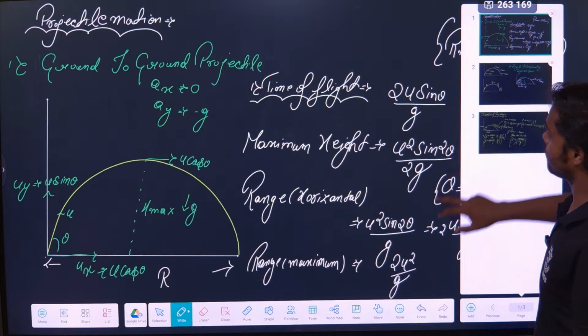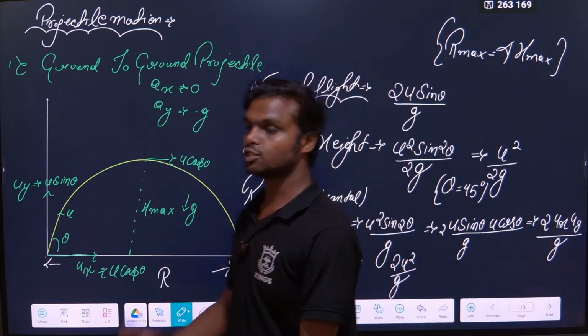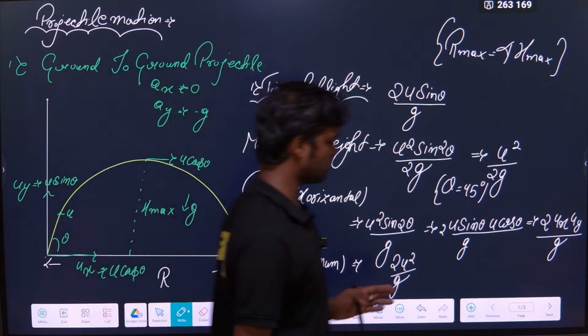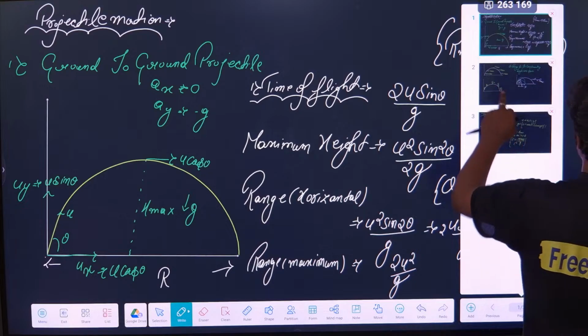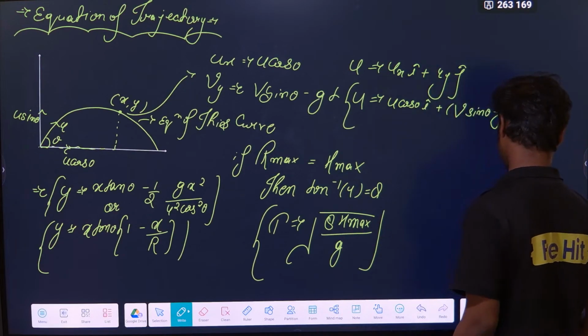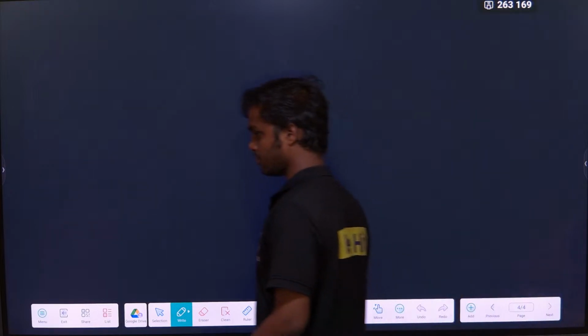If you have good command of the equations of motion, you can solve this chapter very easily. You just have to break it into two different motions. Try to see the motion in x separately and the motion in y separately, and then you analyze the things. That is a simple case.